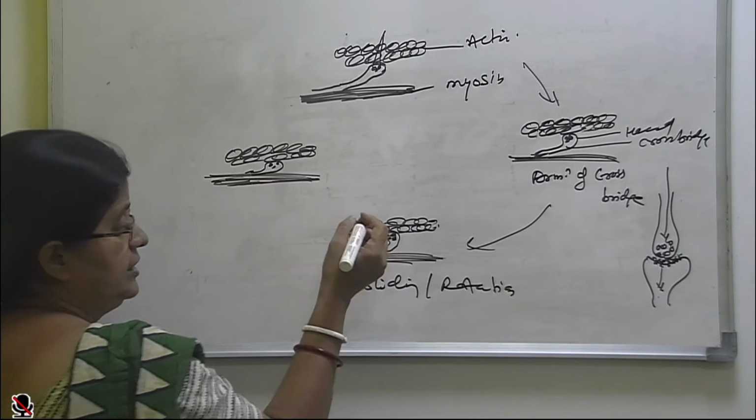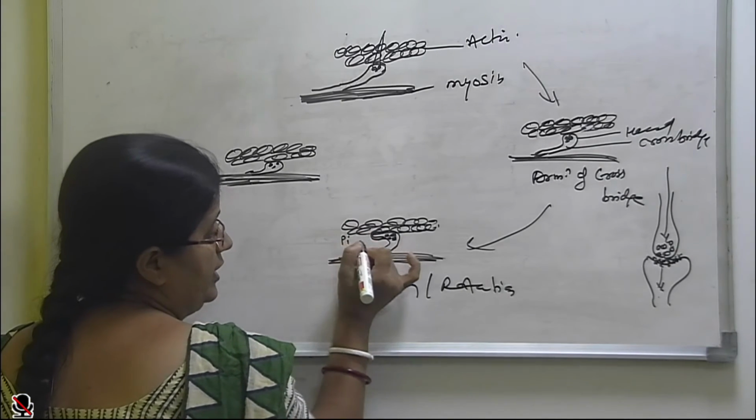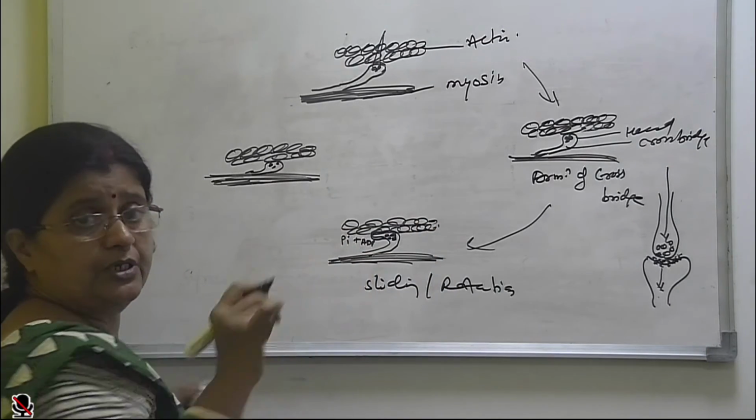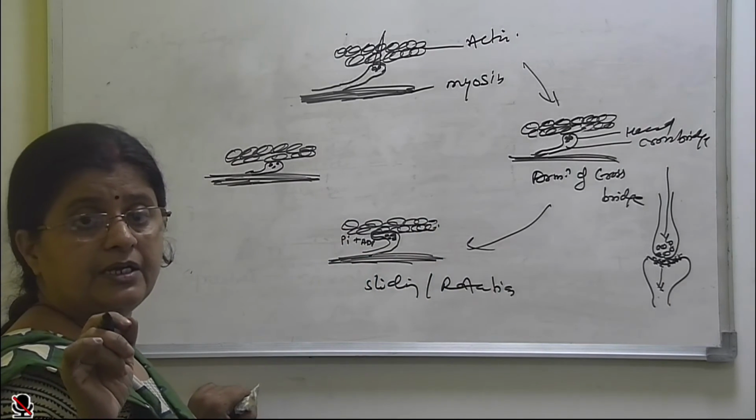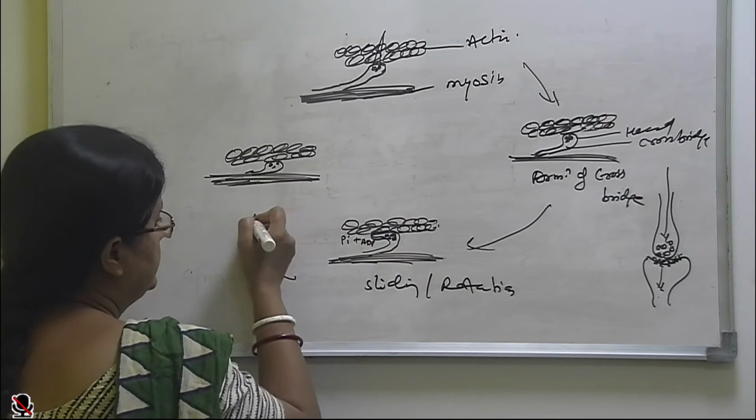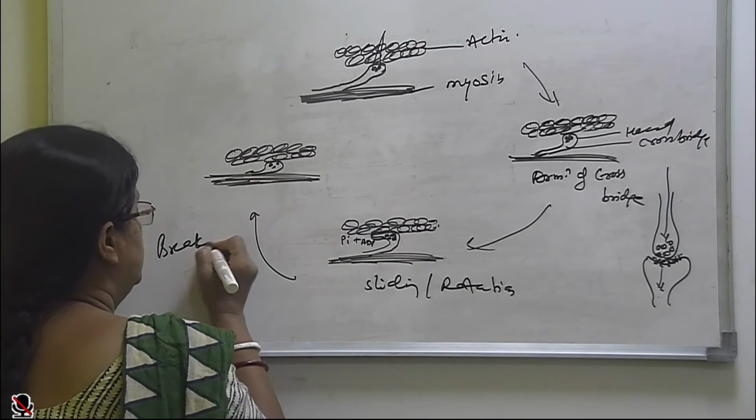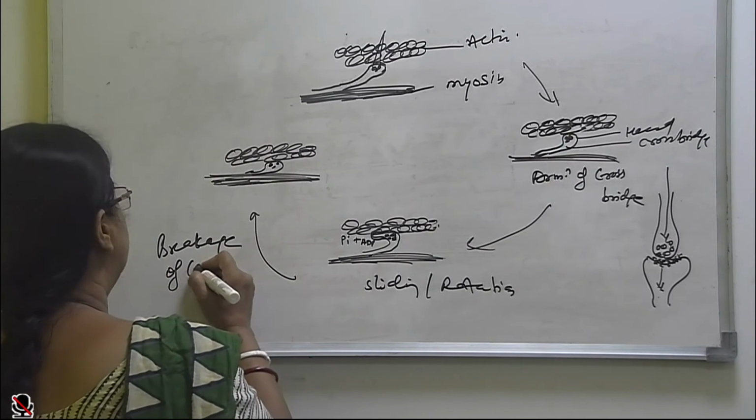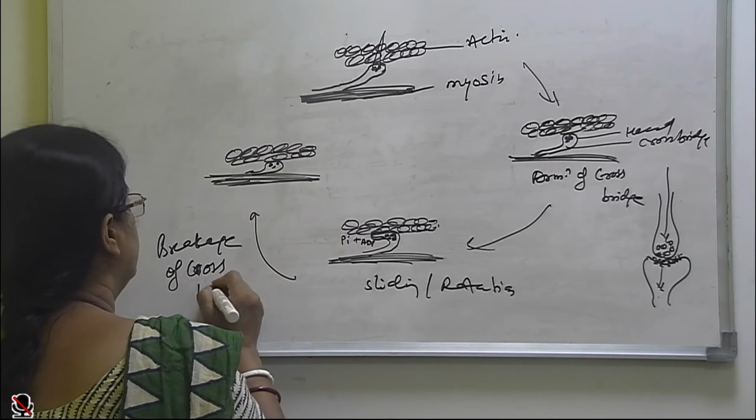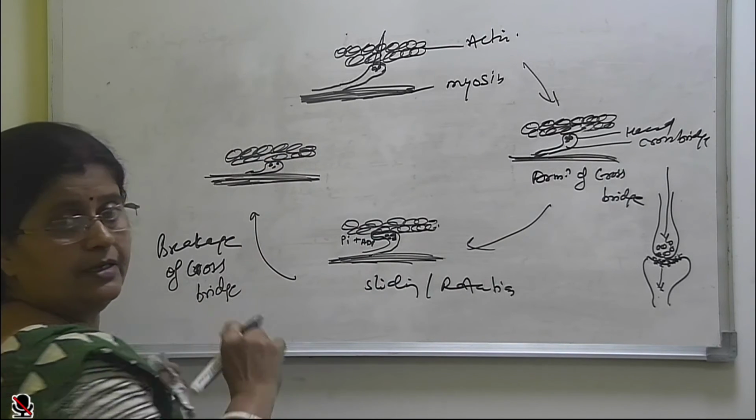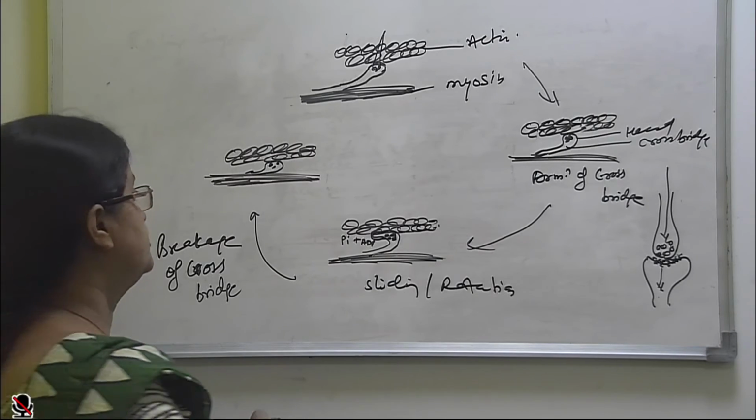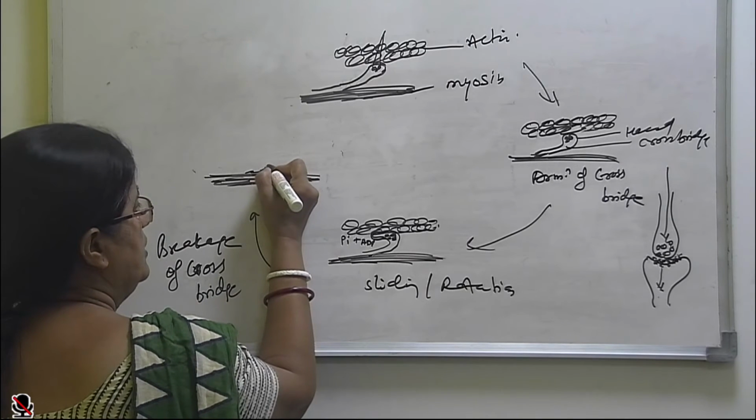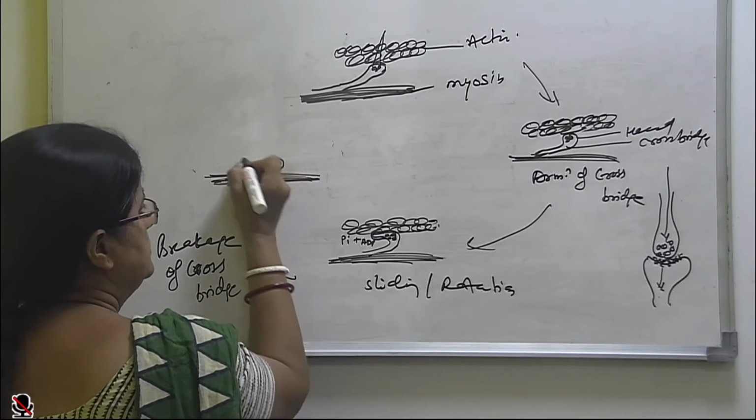Now here the inorganic phosphate and ADP are formed and the ATP is broken down, right? Now the next step, there occurs breakage of the cross bridge, right? There occurs breakage of the cross bridge, means it comes to the normal resting stage.